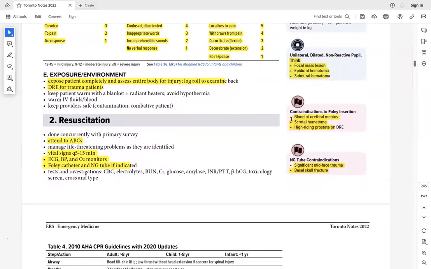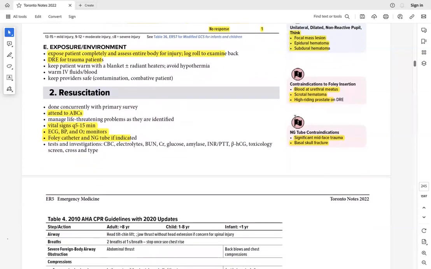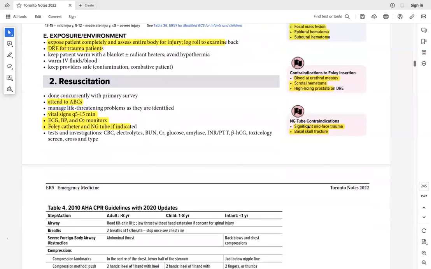If on examination there is blood at the urethral meatus, a scrotal hematoma, or a high riding prostate, then we will not put a Foley's catheter. The next step will be retrograde urethrography to check where the trauma is and what the degree of the trauma is. Similarly, for contraindication to NG tube, if there is any mid-face trauma or basal skull trauma, we will not put an NG tube in the patient.